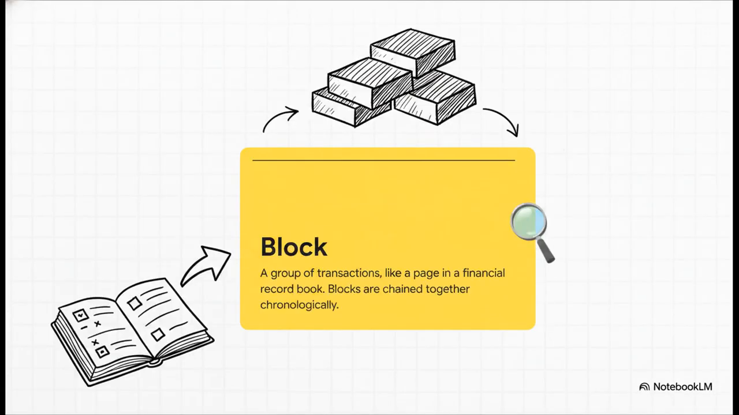And finally, to tie it all together, we have the block. All those transactions we just talked about get bundled together into these blocks. Then each block gets added to the chain, one after the other, in perfect chronological order. It's a pretty brilliant system because it creates this permanent, unchangeable, time-stamped history. It's like a financial record book where you can never, ever tear out a page.